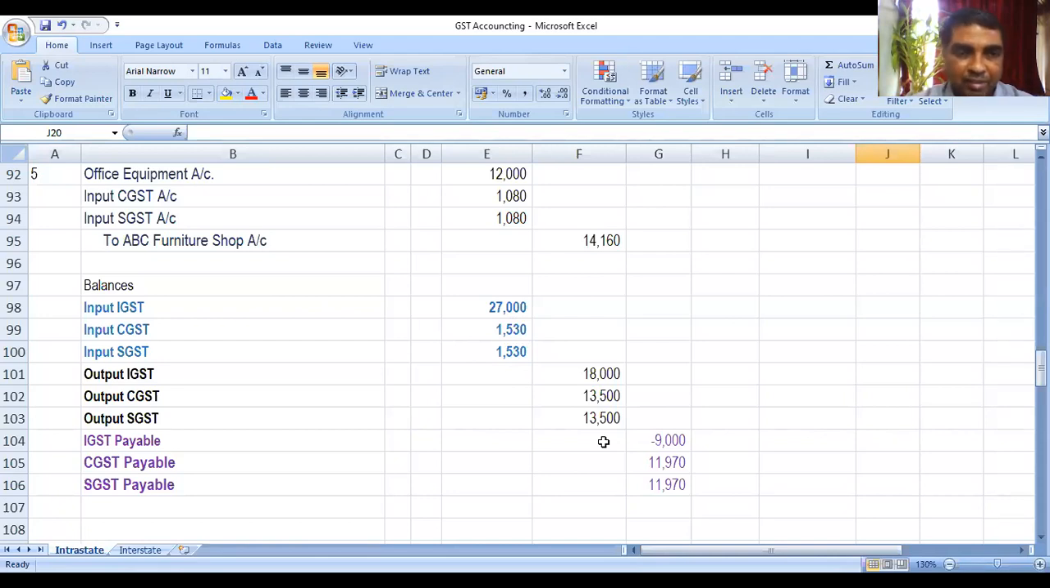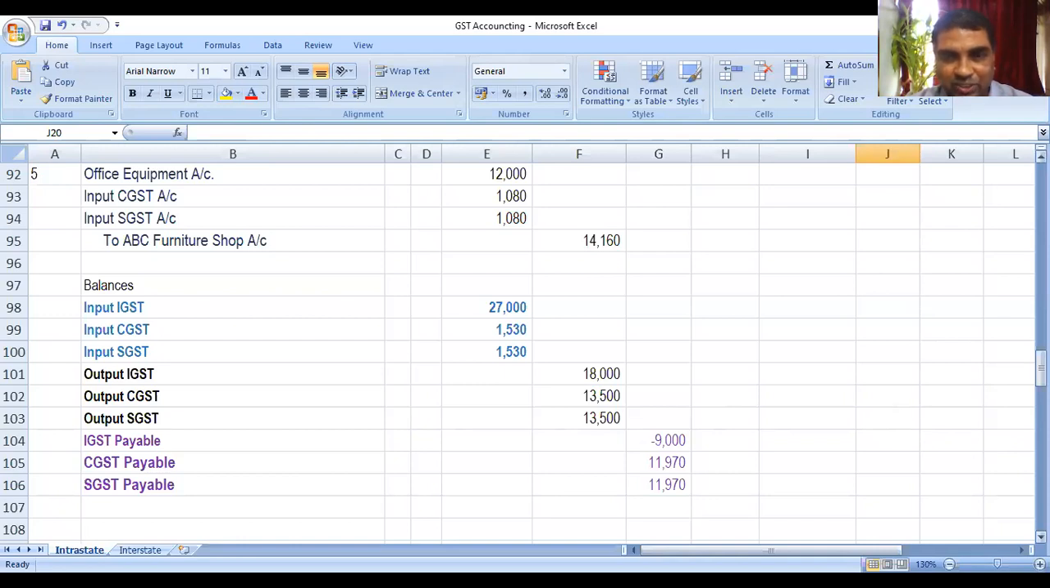What are the liability amounts? 18,000, 13,500, and 13,500 for IGST, CGST, and SGST respectively, right? Yes, sir. 18,000, 13,500, 13,500. Okay. Now, how do we find out the net amount payable?